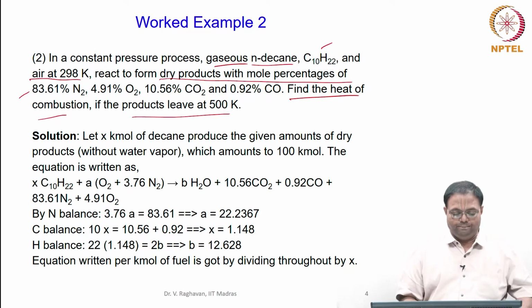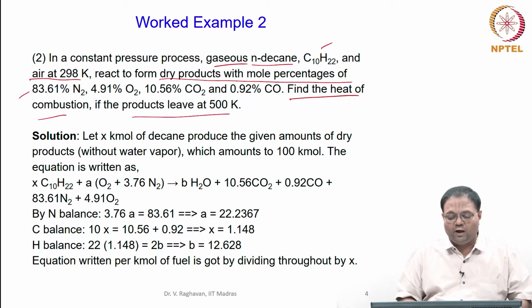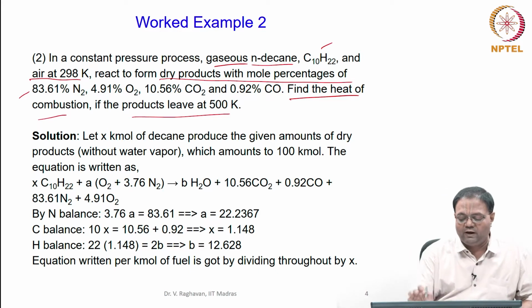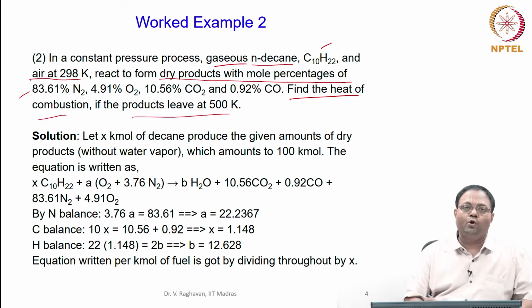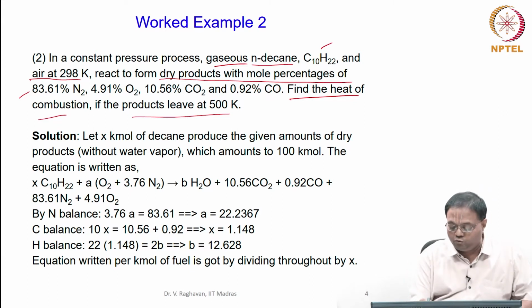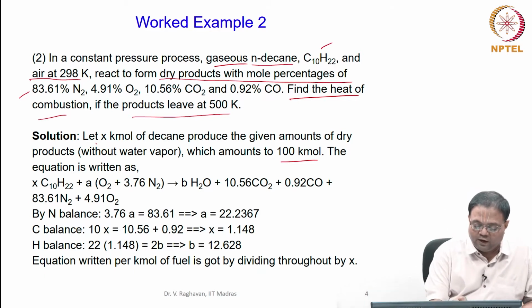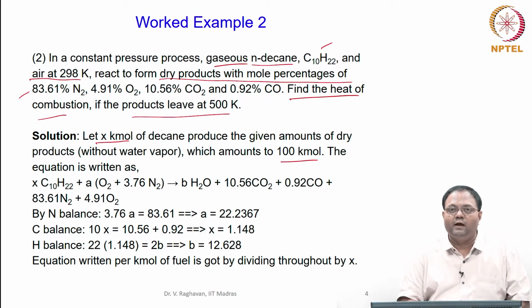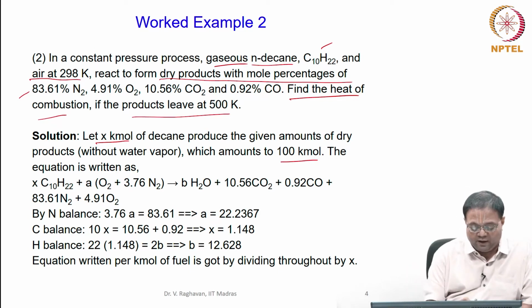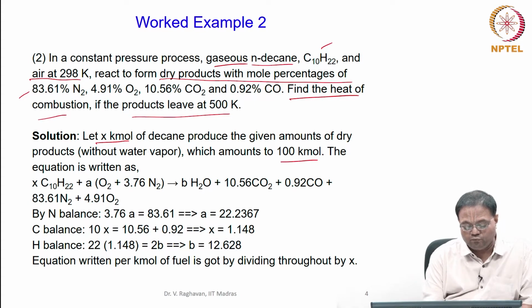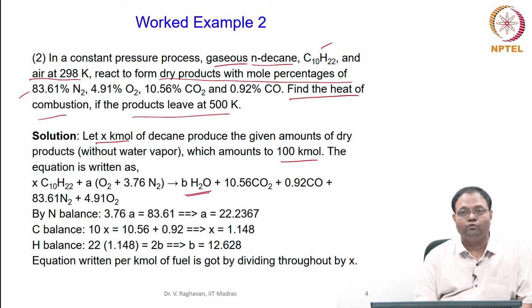Okay. So as we know, when you have dry products composition known, if we sum up, it will be 100 kilomoles. So to produce 100 kilomoles of dry products, let us assume that x kilomole of n-decane reacts with the air. The reaction is given as x times C10H22 plus A times (O2 plus 3.76 N2), giving, we do not know the number of moles of H2O now.